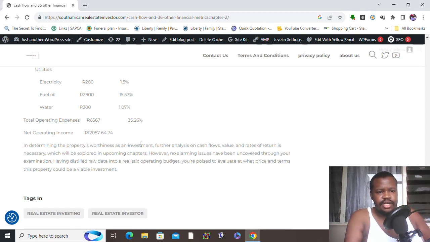64.74%. In determining the property's worthiness as an investment, further analysis on cash flows, values, and rates of return is necessary, which will be explored in upcoming chapters. However, no alarming issues have been uncovered through your examination. Having distilled raw data into a realistic operating budget, you're poised to evaluate at which prices and terms this property could be a viable investment.